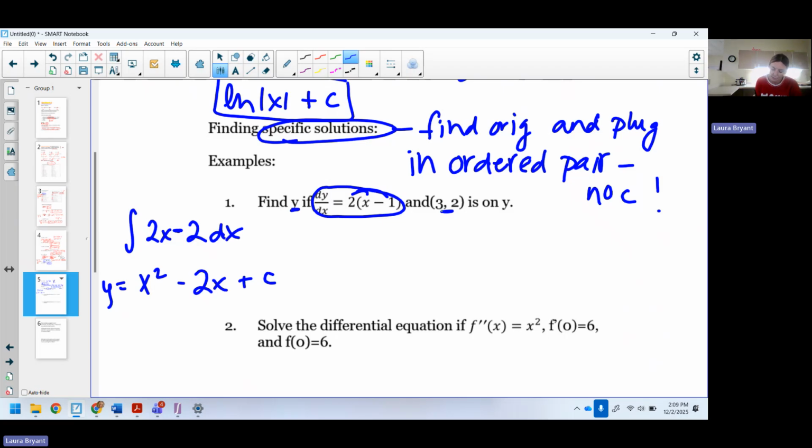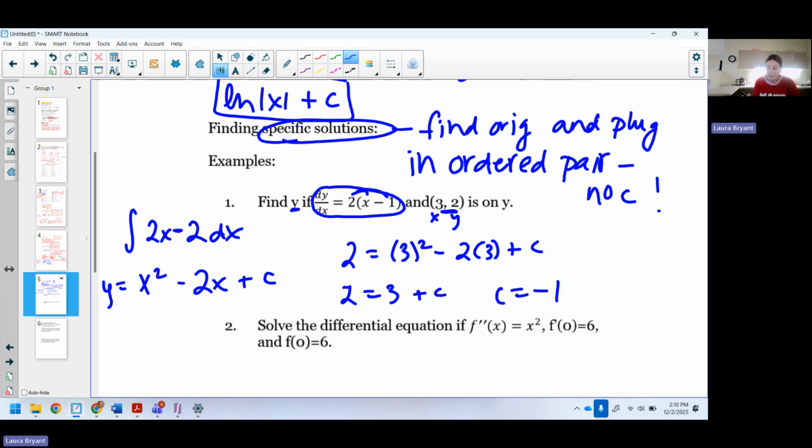To get the specific solution, I have to use my ordered pair. That's x and that's y. So I'm going to 2 equals 3 squared minus 2 times 3 plus c. So 9 minus 6 is 3. And then if I subtract 1, c works out to be -1. Now your answer is not c equals -1. Your answer is the equation that you got with the c value plugged in. So this would be your final answer. It's your specific solution.